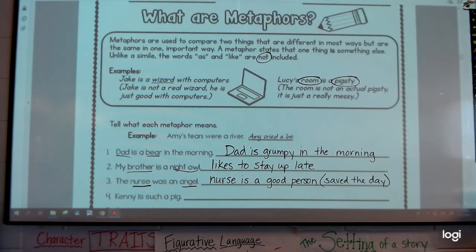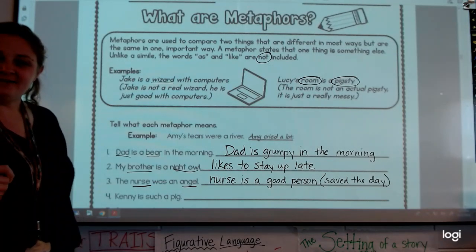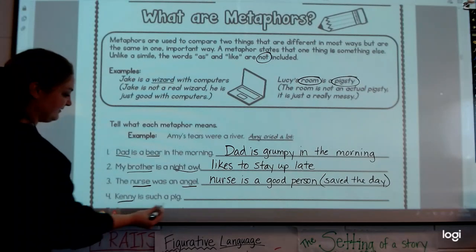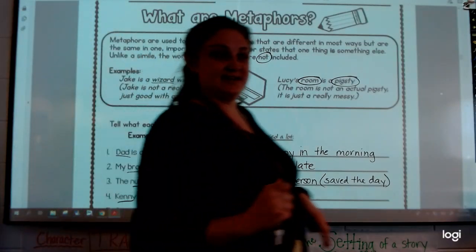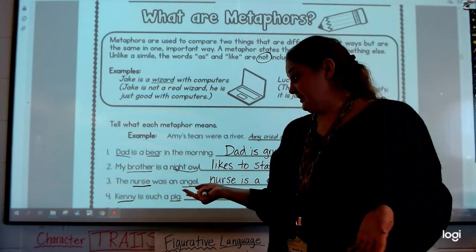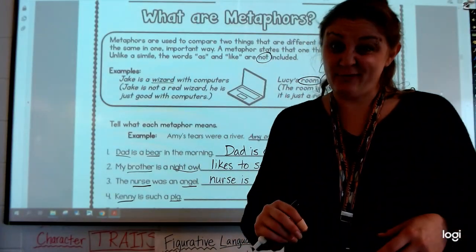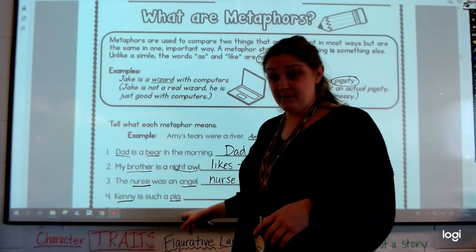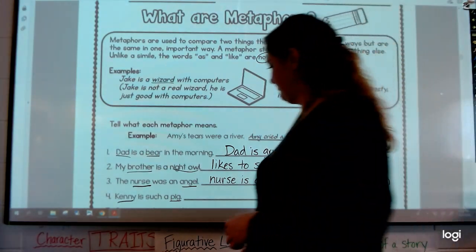And our fourth example, Kenny is such a pig. Okay, we say things like that. We're comparing Kenny to a pig. He's not literally a pig. He's such a pig. What trait about pigs are they trying to say Kenny has? We're not real sure. Usually pigs are messy and sloppy, so that's what we can kind of assume, okay? It would be a simile if they said Kenny is like a pig, but they did not, so it's a metaphor. Kenny is such a pig.